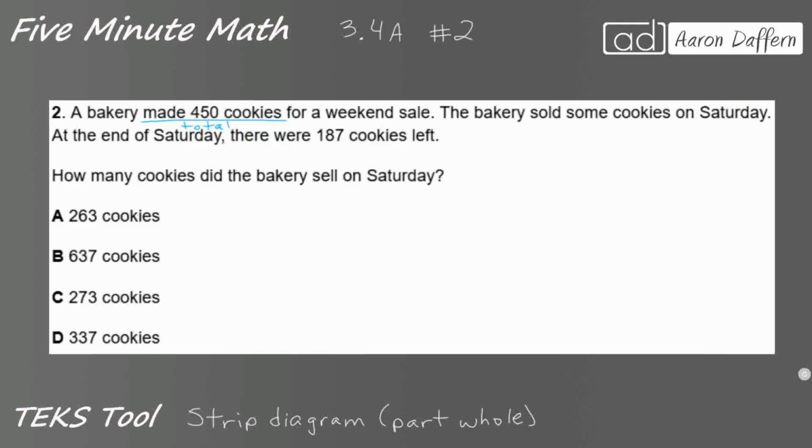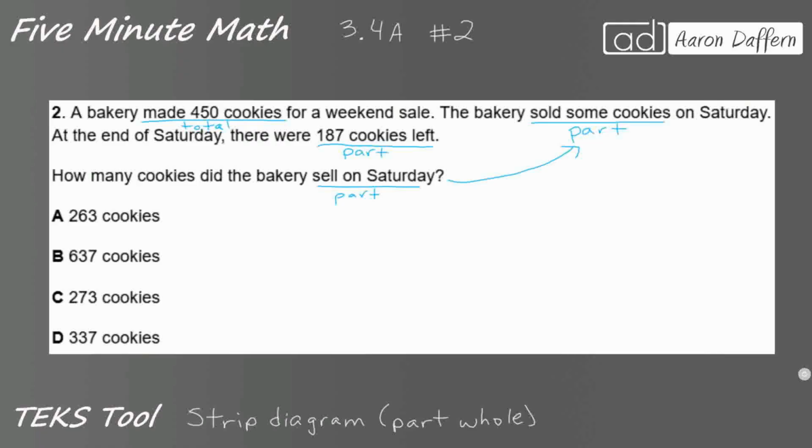Now, here's a part, but we don't have the number here. The bakery sold some cookies. All right, so this is going to be a part. And then at the end of Saturday, there were 187 cookies left. So here's the other part. And how many cookies did they sell on Saturday? That's asking for a part, but it's not another part. It's this part right here. They sold some cookies. How many cookies did they sell?